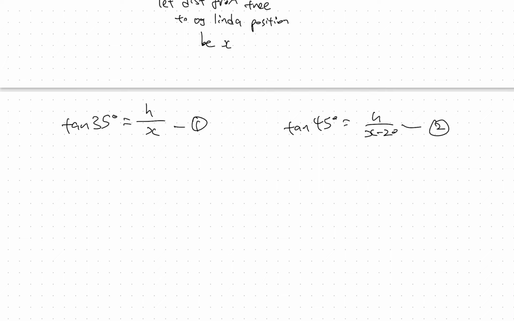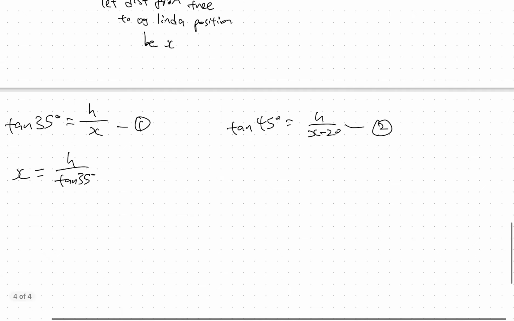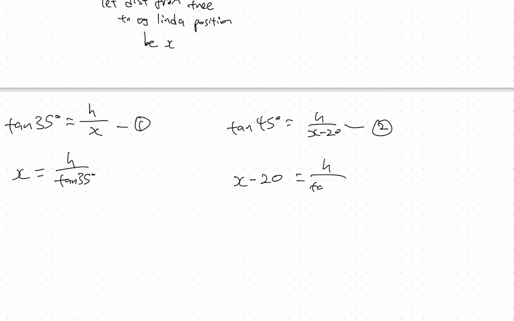I'm going to try and isolate x, so I can just substitute them in and find h straight away. This one is very easy: x equals h over tangent 35. This one is a bit more complicated: x minus 20 equals h over tangent 45, and so x equals h over tangent 45 plus 20. So these are our two new equations.